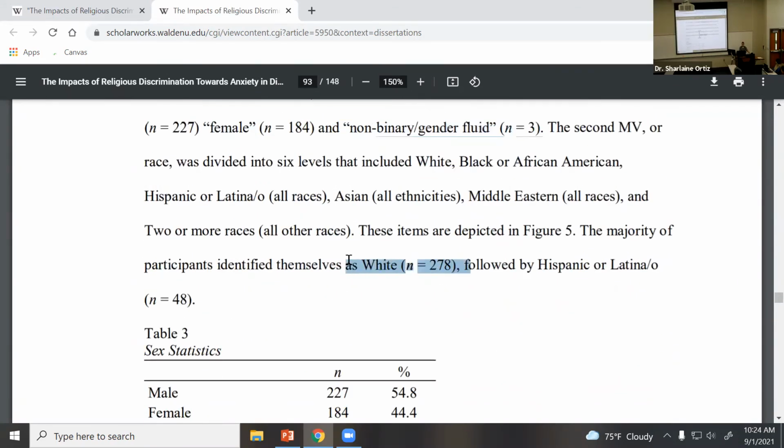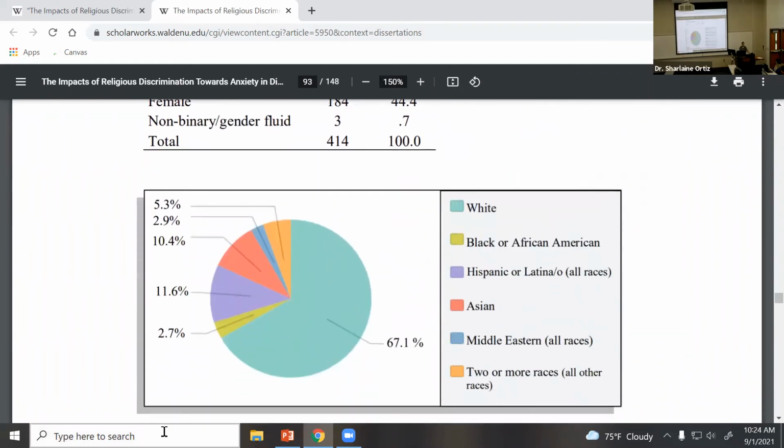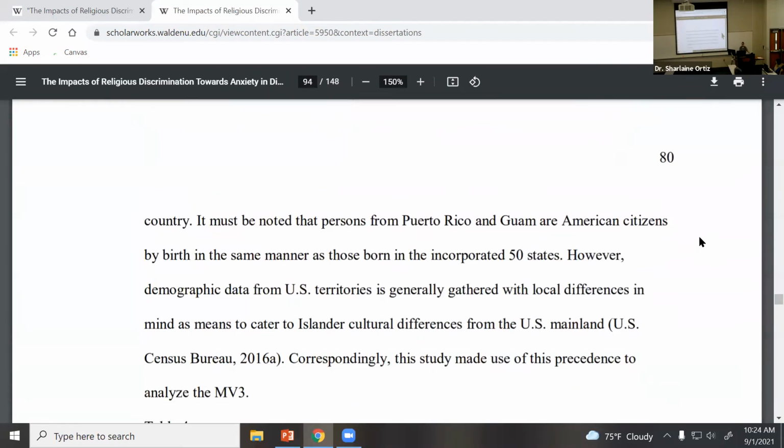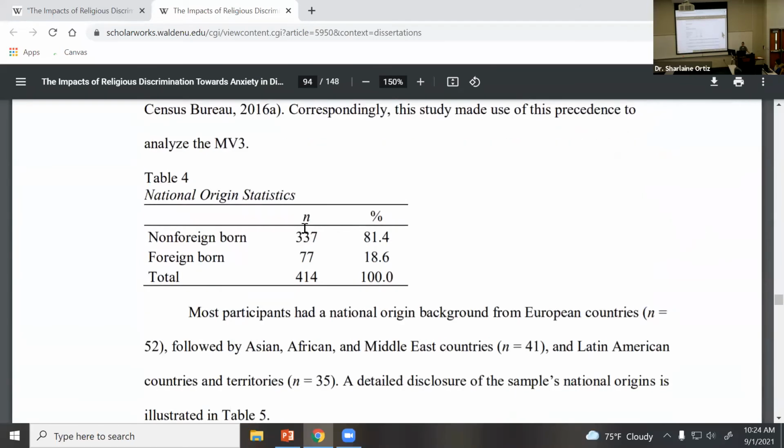Majority of the individuals were white, and the second racial makeup was Hispanic, Latina, or Latino. So notice that I'm not explaining. I am simply showing you what I found in my research. So the vast majority of participants were not foreign, and 18% of my participants were indeed foreign.